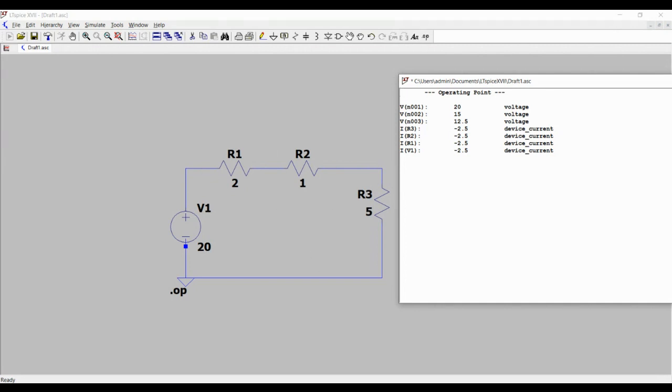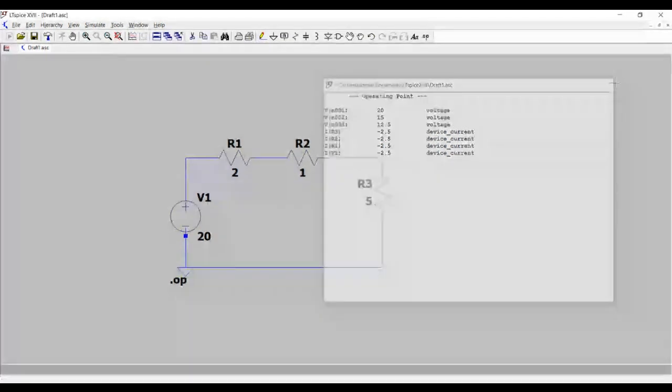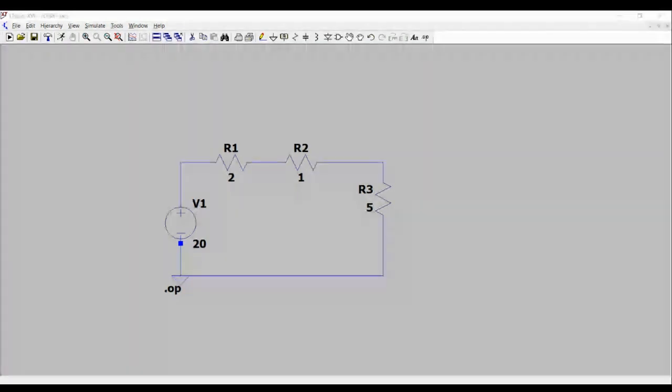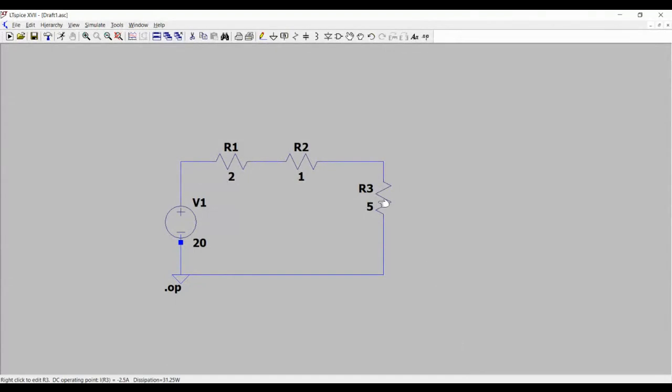So this is what I'm able to do with this software. I could also right-click. Can you guys see at the bottom there, the last line of the software? You see the dissipation. It says 31.25, 6.25, 12.5, 50 watts.